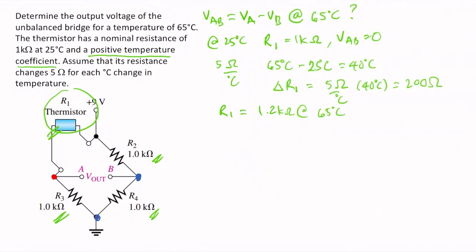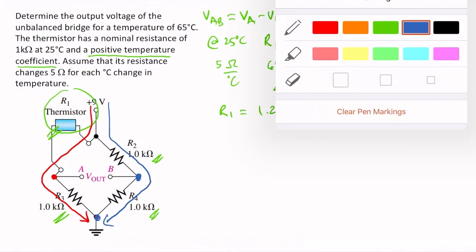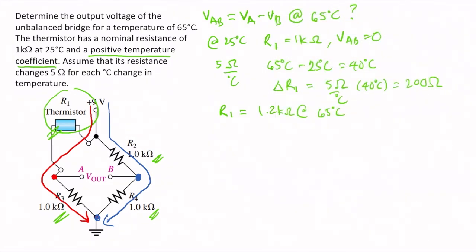If we take a closer look, this line here is a voltage divider. You have the source there, 9 volts. You have one resistor here, R1, and another resistor here, R3. Also, this series resistor here is also a voltage divider, where you have the 9 volt source, the R2, and your R4 resistances. So we can easily solve for the voltage at point A and voltage at point B.